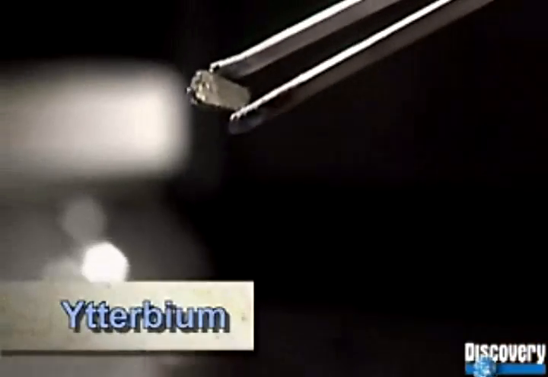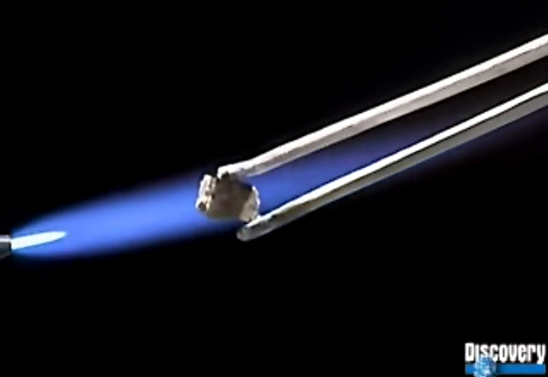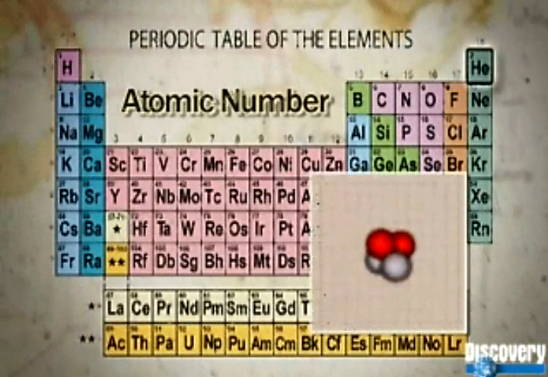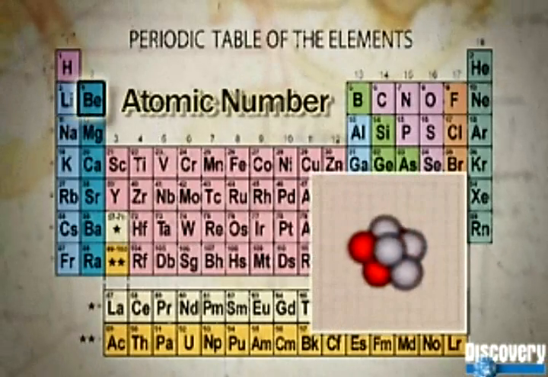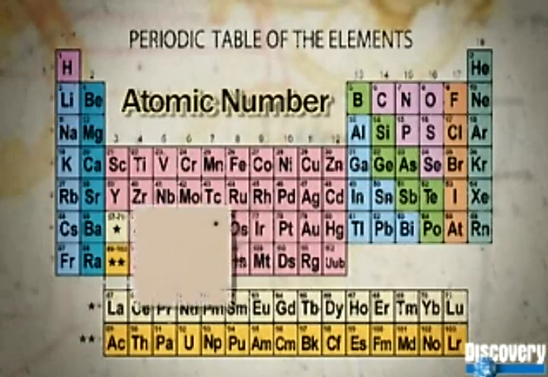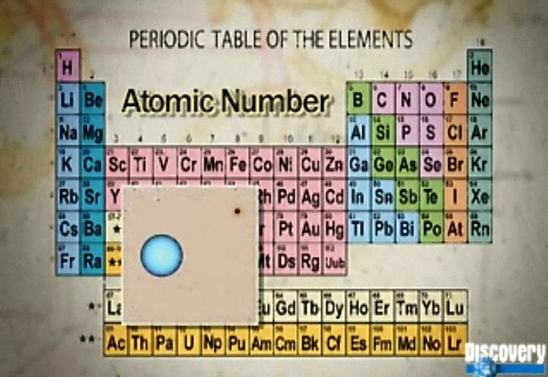This similarity is due to their electron configurations, which can be explained by a close look at the periodic table. The elements are listed in order of their atomic number, which represents the number of protons in an element's nucleus. In its normal or ground state, this nucleus is also surrounded by an equal number of electrons.